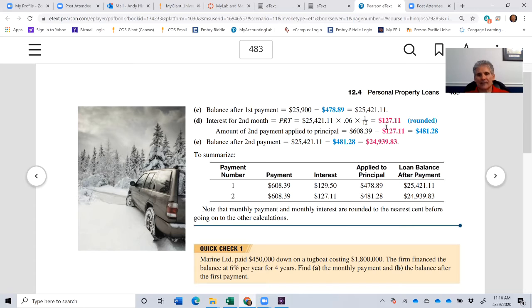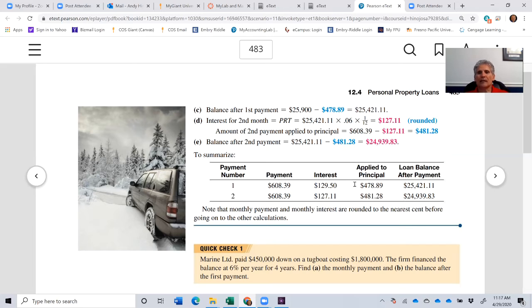We're going to take the total payment of $608.39, which we figured out in A or B, and then subtract the 127.11. Now the amount that goes towards the principal is a little bit higher than on the first payment. The amount is $481.28. Now we'll take our balance that we computed in C, and subtract the $481.28. That portion goes towards the principal, and now the principal has reduced after the second payment to $24,939.83.